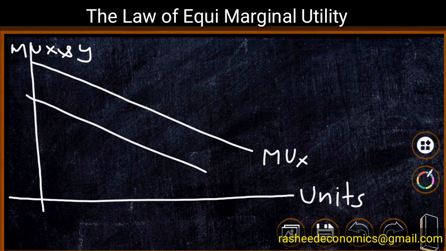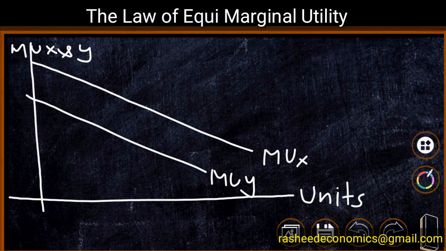Now we have marginal utility of y. It is also downward sloping. Marginal utility of x and marginal utility of y are downward sloping because the law of diminishing marginal utility is applicable. Now we need to identify the equilibrium point.